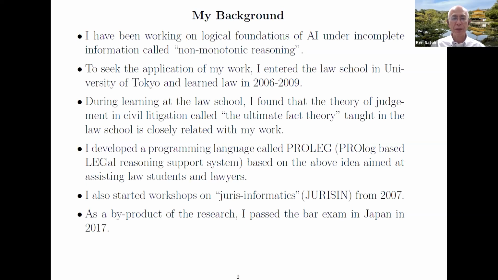So at that time, I was just like 58 or something like that. And among the young students, I learned law there. And during learning at the law school, I found that the theory of judgment in civil litigation called the ultimate fact theory taught in the law school is closely related with my work. Because this ultimate fact theory is a kind of theory which handles uncertainty in real life for litigation. And my ultimate goal of non-monotonic reasoning is the same as the ultimate fact theory. So I immediately understood the relationship.